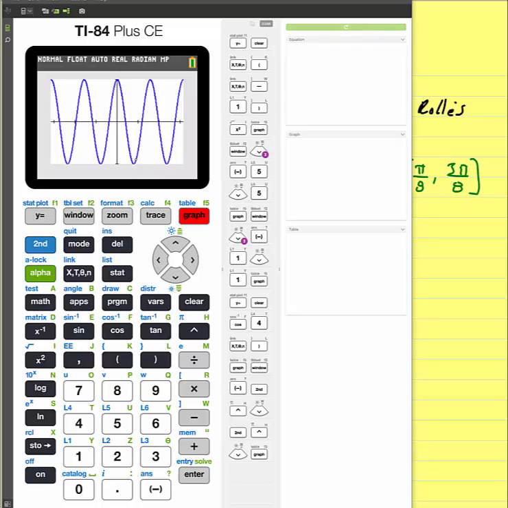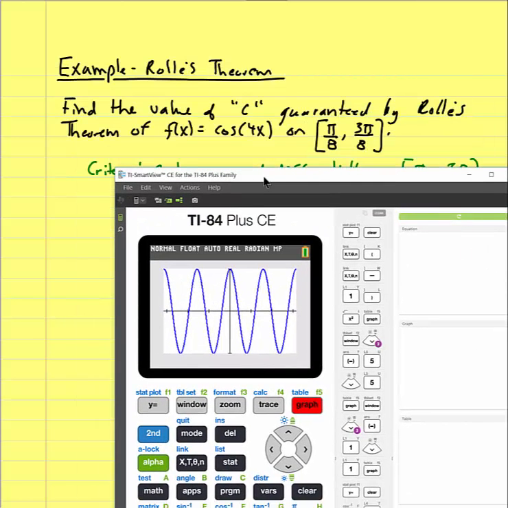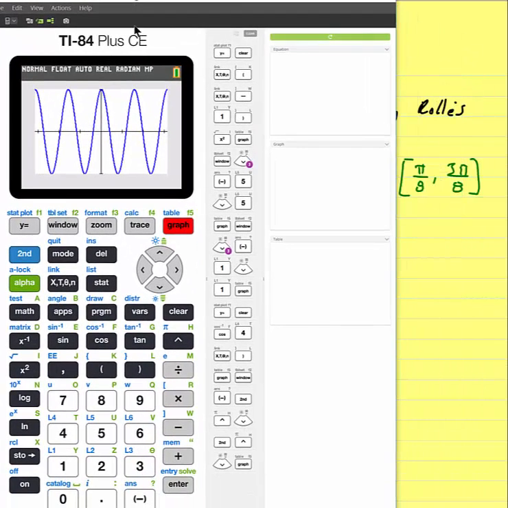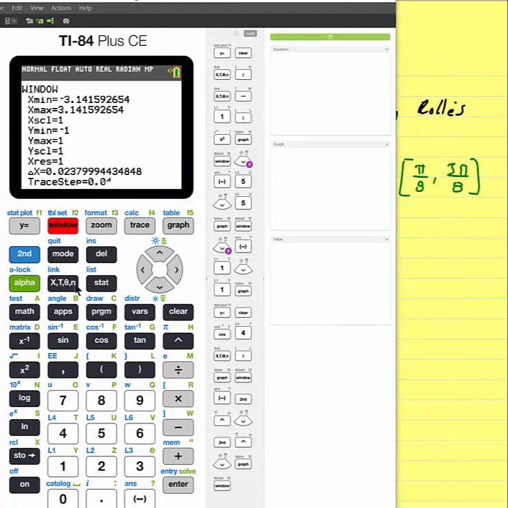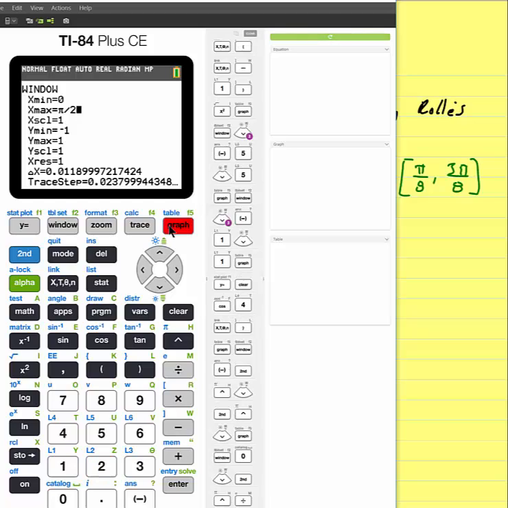So we're trying to focus in on just this type of area right here. So let's go pi over 8 to 3 pi over 8. Let's go 0 on my left endpoint for my window, and for 3 pi over 8, that's almost pi over 2. So let's go 0 to pi over 2. Let's go 0, and then pi over 2. And again, I'm just trying to get a good look at what's going on with my graph.